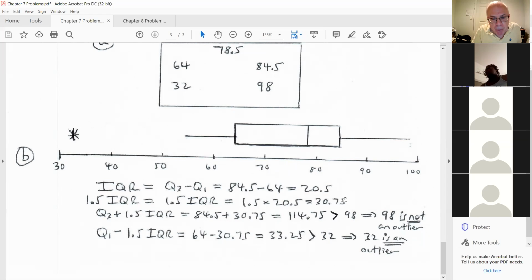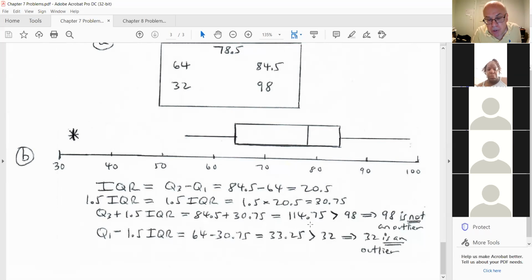So IQR, we calculate it, we multiply it by 1.5, and then the recipe says that we take this number 30.75, this 1.5 IQR, and add it to the upper quartile. So we take the 84.5 and add 30.75, and we get 114.75. And why do we do that? Because we're looking for, in this case, large outliers. And the rule says that once we've calculated this number, this 114.75, if there are any numbers in the data set that are larger than that, then that is an outlier.